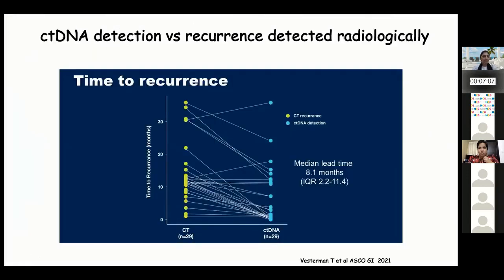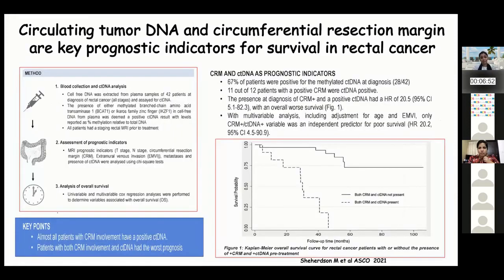But remember, between this MRD detection and the time to actual clinical recurrence that's detected by a CT scan or a PET CT scan, there's a lead time bias of about 8.1 months. Now, if we treat these patients earlier, is it going to make a difference?